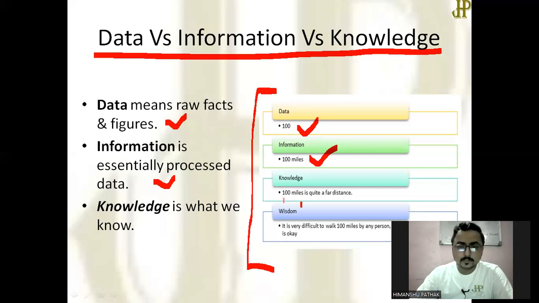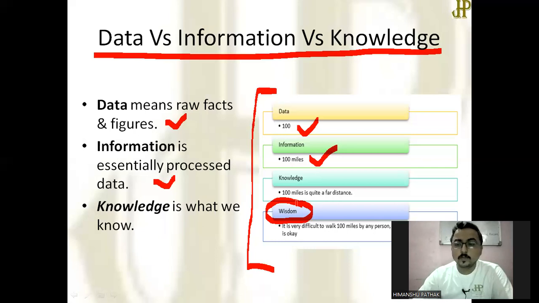Again, one terminology that we usually use is wisdom. It is very difficult to walk 100 miles by a person. But for a vehicle, it is okay. So I think it is very clear to you what is data, what is information, and what is knowledge. Data means raw facts and figures. Information is processed data, and knowledge is what we know or what we get from that processed data.